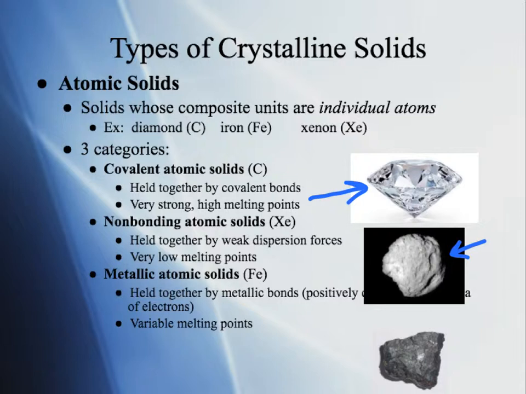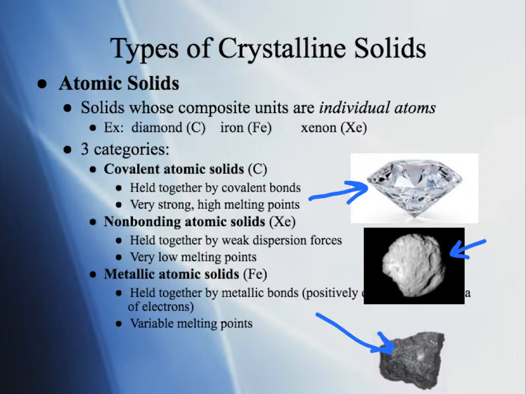And the last category is the metallic atomic solids. This is like iron. Basically it looks like rocks; we can call them crystalline type structures. These guys are held by metallic bonds, remember, because anything that's just pure metal atoms is going to have metallic bonds with a sea of electrons, and they're going to have variable melting points. It just kind of depends on the strength and how those electrons are floating in that sea. So that is what we call atomic solids, made up of individual atoms.